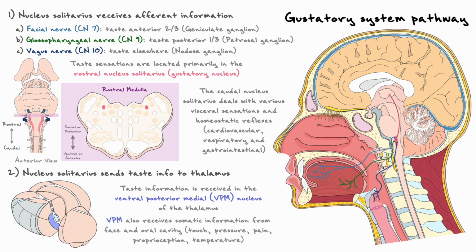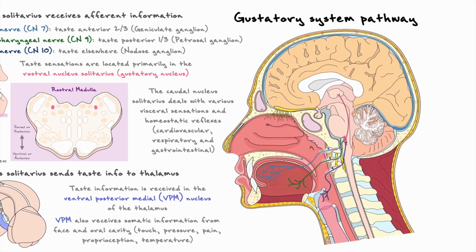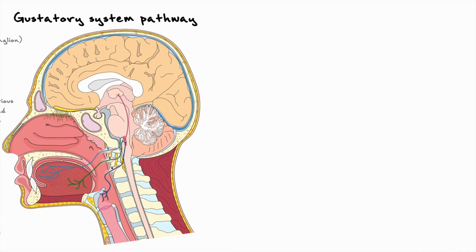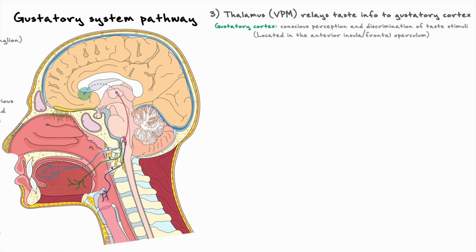The VPM is also responsible for receiving somatic information from the face and oral cavity, which include sensations about touch, pressure, pain, proprioception, and temperature. After thalamic processing, the gustatory information in the VPM is then sent to the gustatory cortex, where the conscious perception and discrimination of taste stimuli will occur. This gustatory cortex is located in the anterior insula and frontal operculum portion of the brain.